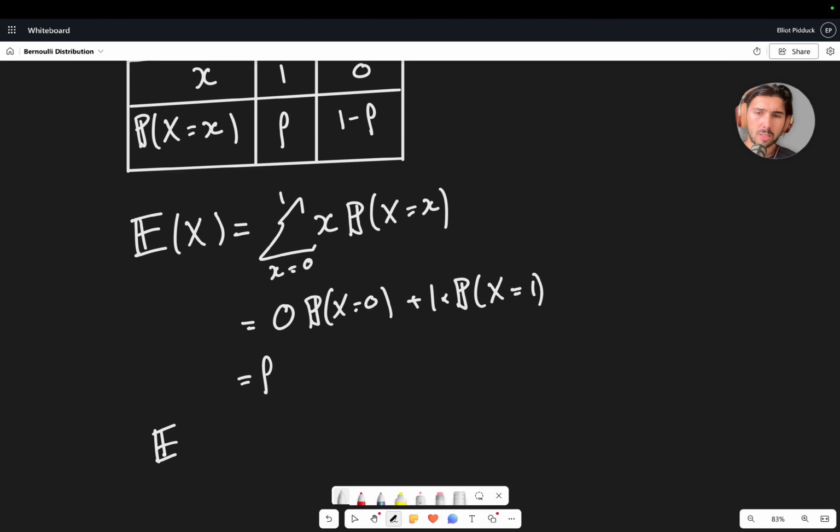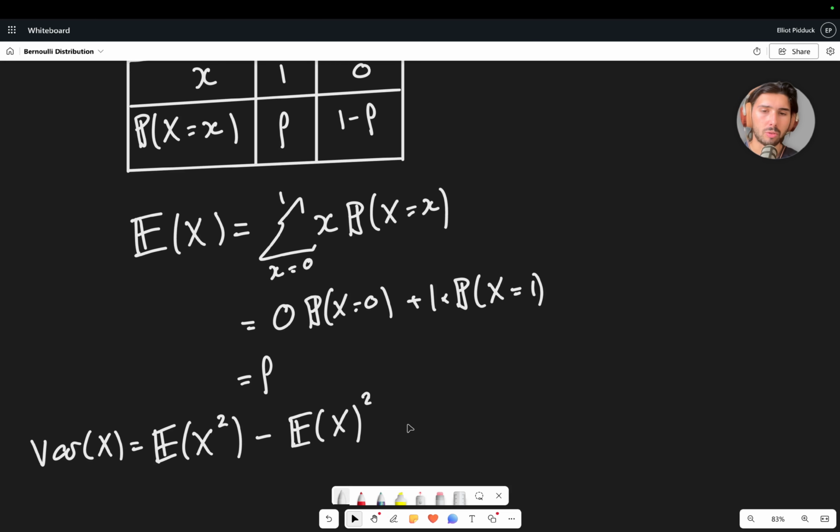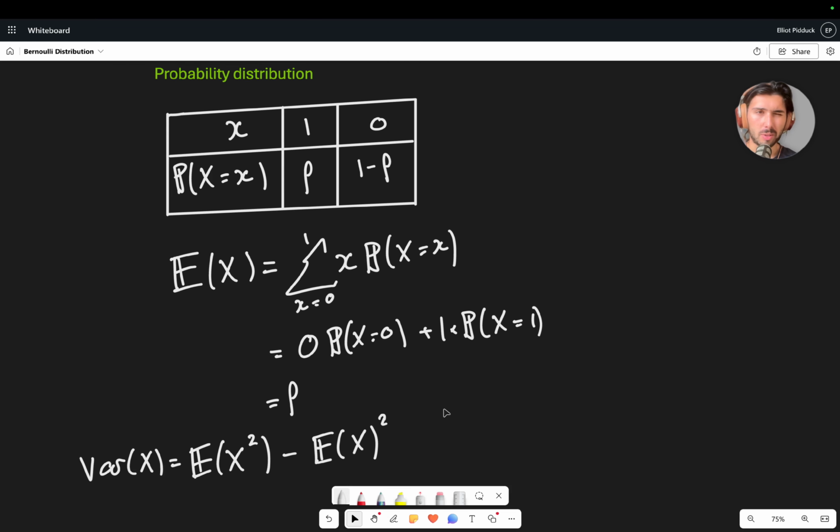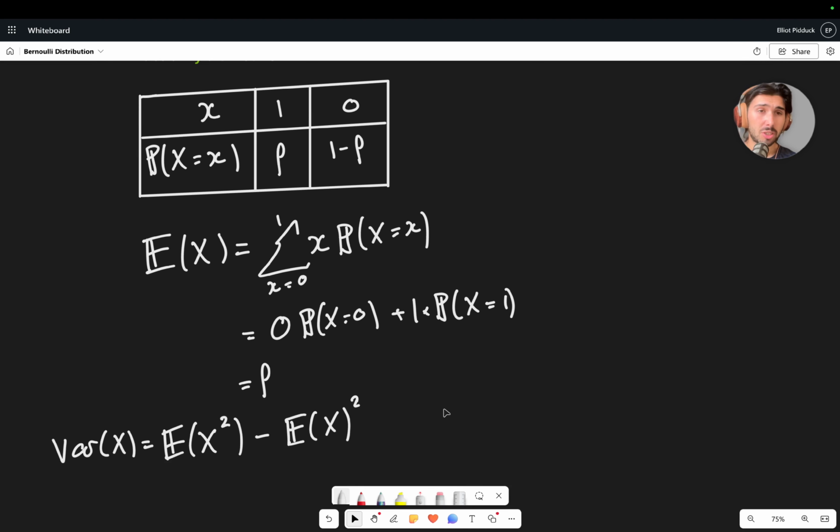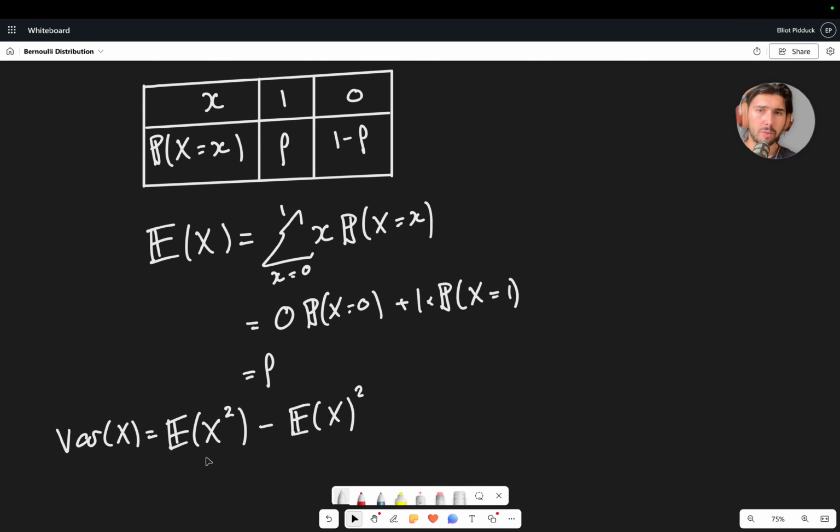The variance is the expected value of x squared minus the expected value of x, squared. Okay, this is the variance of our discrete random variable. This formula is also true for a continuous random variable as well, but we don't care about that. And of course, we just need to calculate the expected value of x squared.